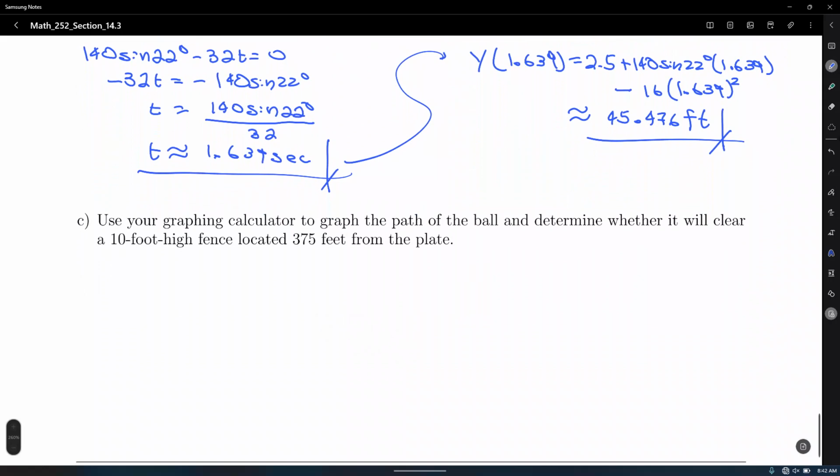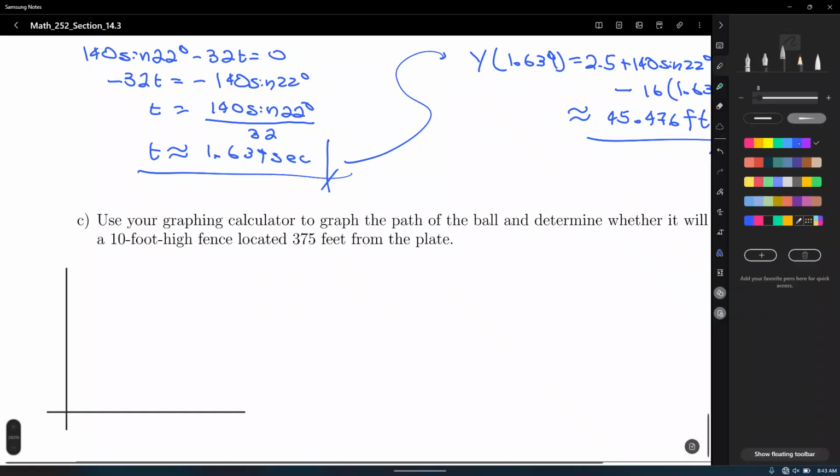All right. Use your graphing calculator to graph the path of the ball and determine whether it will clear a 10-foot high fence located 375 feet from the plate. So the picture here is, we have this, and there is a fence right here.